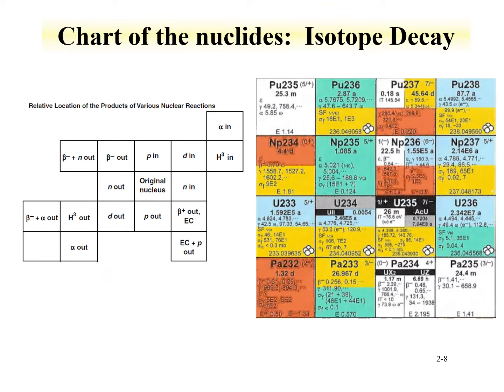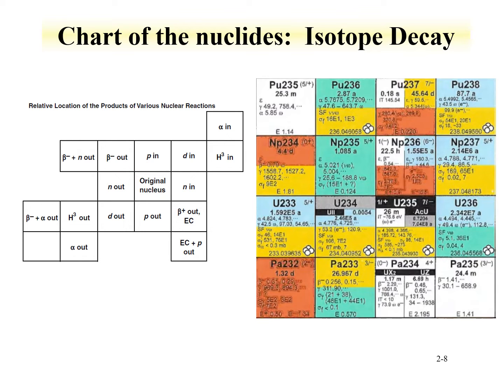A key utilization of the chart of the nuclides is understanding isotope decay. From the legend on the chart of the nuclides, you'll see this little figure where it says the origin nucleus, and anything that comes with the word out has to do with a decay. In means that if I hit this nucleus with an alpha particle, this would form. If I hit it with a proton, this isotope would form.